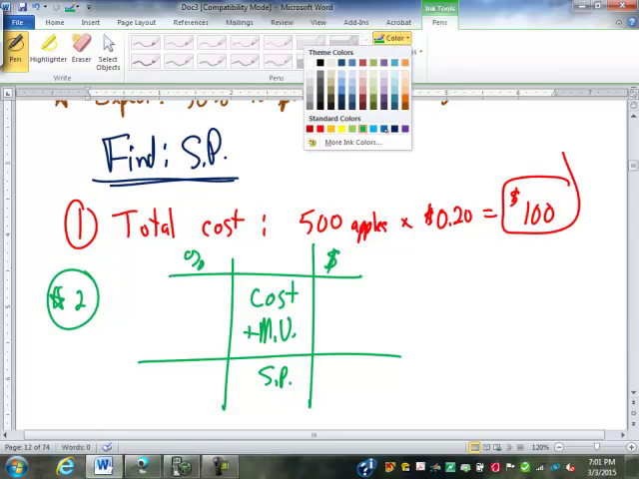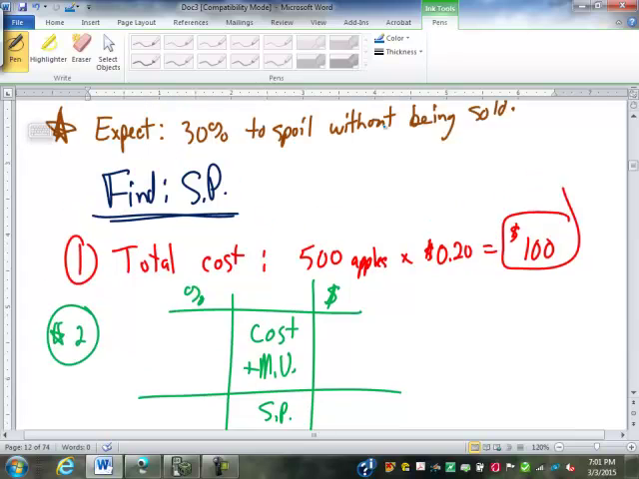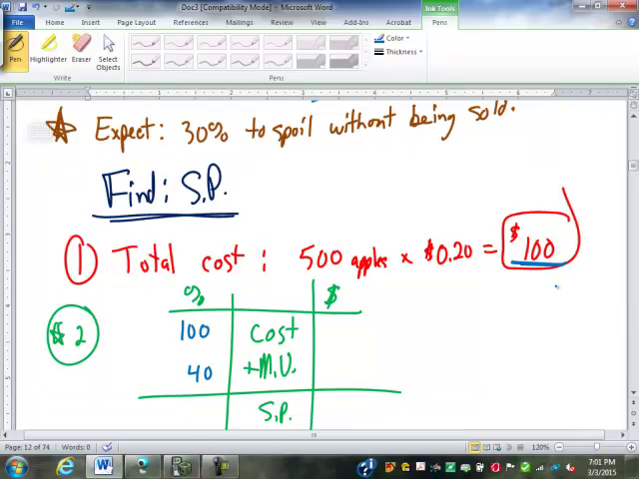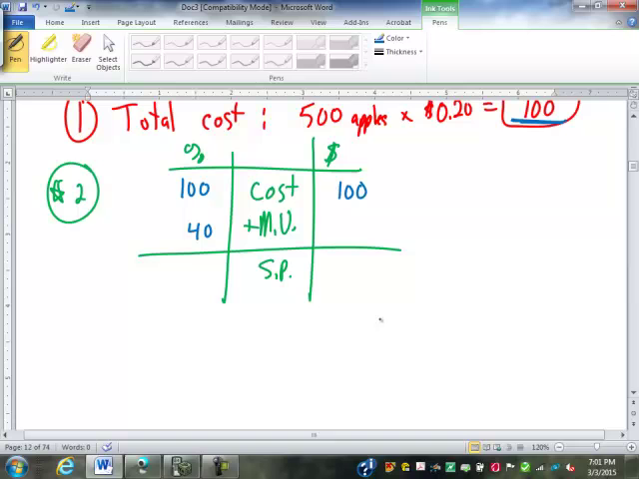Where's the 100% going to go? This is based on cost. So 40% goes in for the markup, and we also know we have a total cost of 100 from step one. That's what's going to go under here under the dollar cost. Now, we don't care so much about the markup. We want to know the total selling price that we need to get out of these apples. So we're going to do 100 plus 40 gives us 140% on the selling price.